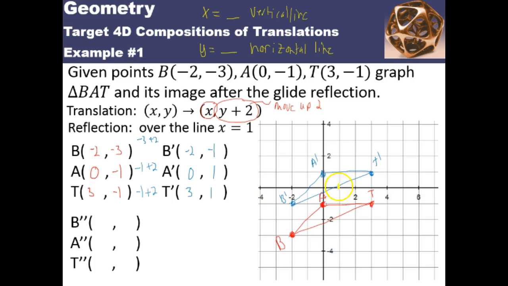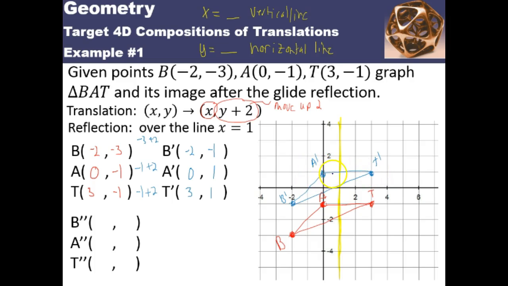So right here is where x is 1. So it's a vertical line, remember, which looks like this, and it's through this point, x equals 1. So I'm going to highlight this so we remember the line that we're reflecting over. And then I'm going to grab a pen and a new color, and we're going to reflect.